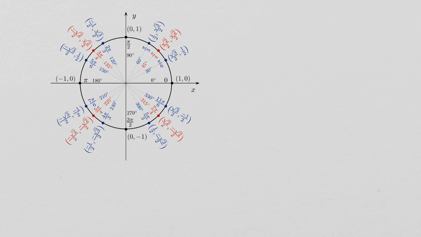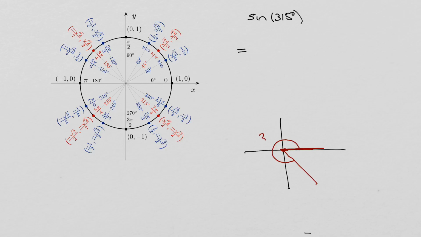Let's say I want to calculate sine of 315 degrees. So again, using reference angles, let's see what we're supposed to have here. 315 degrees starts, let's see, there's 0 degrees. We go 90, 180, 270, so right about there maybe. That's 315 degrees. So the reference angle from here to there is, let's see, it's supposed to be 360, so that's 45 degrees.